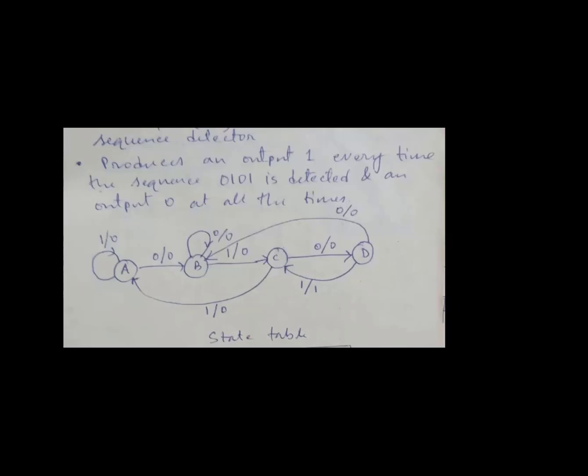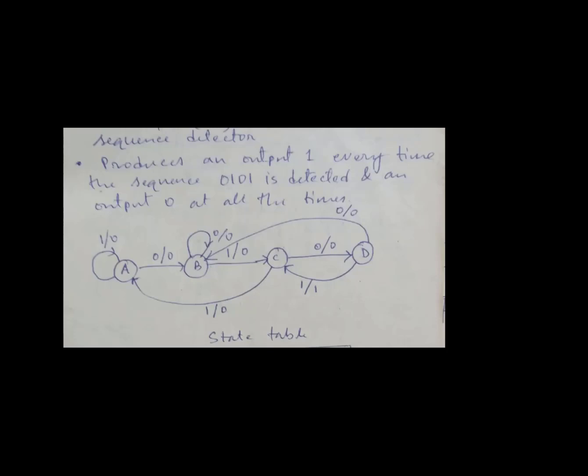we specifically detect some sequence. When our desired sequence is found, then the output is 1. So output 1 means we got the sequence. But when the sequence is not there, then output is 0. So output 0 means the sequence is not achieved.